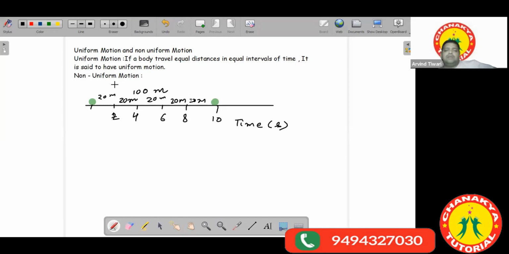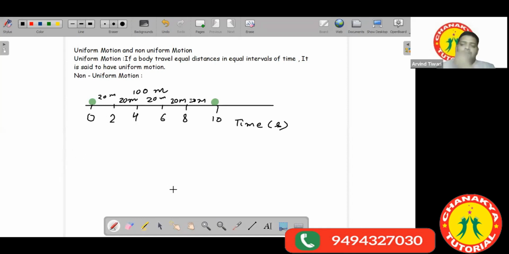However small a time interval you take, if you take equal intervals of time, it will travel equal distances. An object will travel equal distances in equal intervals of time. This we will call the uniform motion.